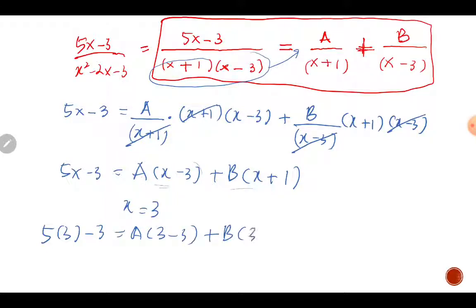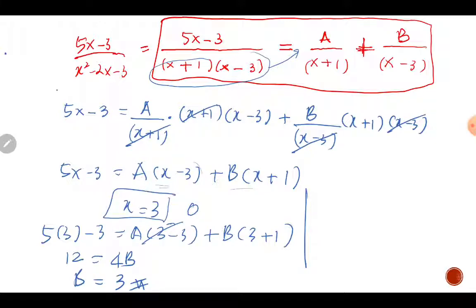And then B(3 tambah 1). So what we have is 15 minus 3 is 12, right? This term becomes 0. So B darab 4, 4B. So dari sini kita dapat B sama dengan 3. Senang kan? Alright. Settle untuk B. Kita dah dapat B sama dengan 3.